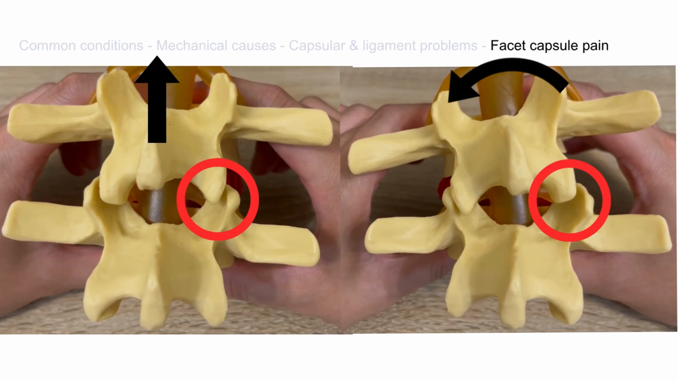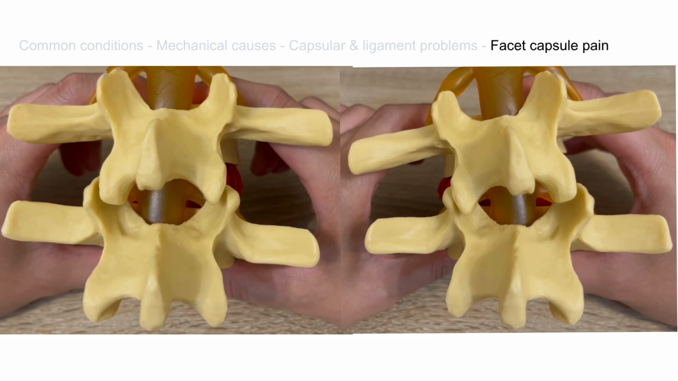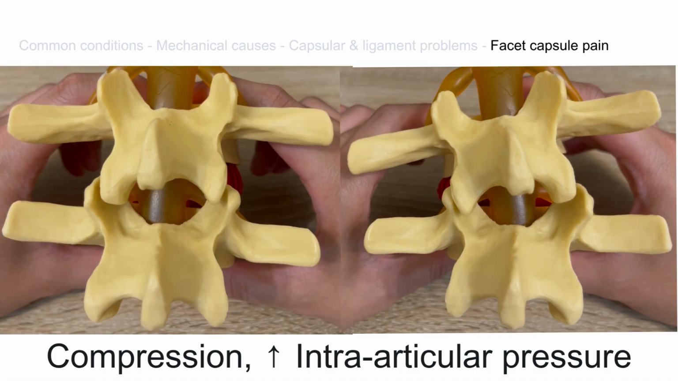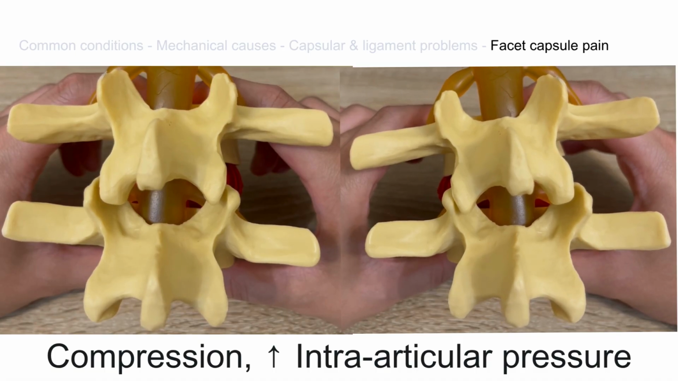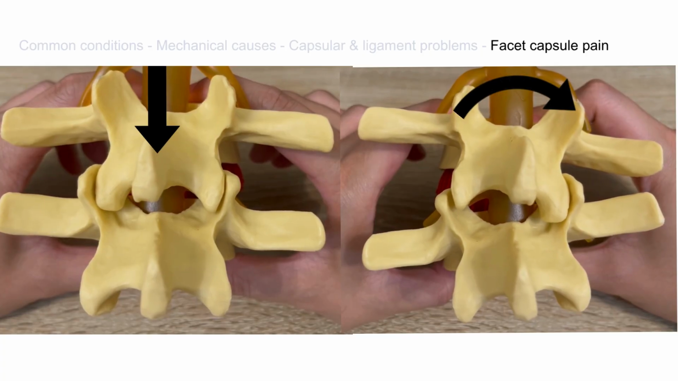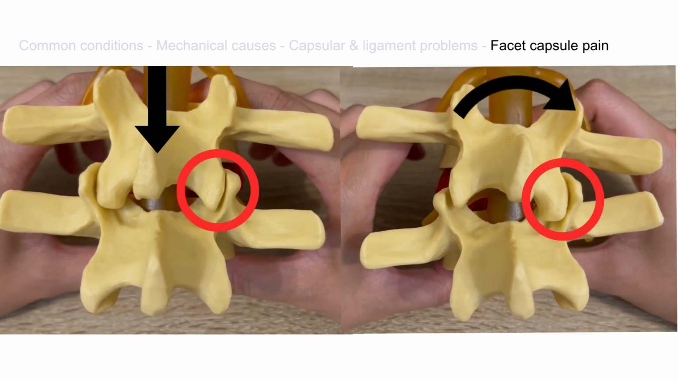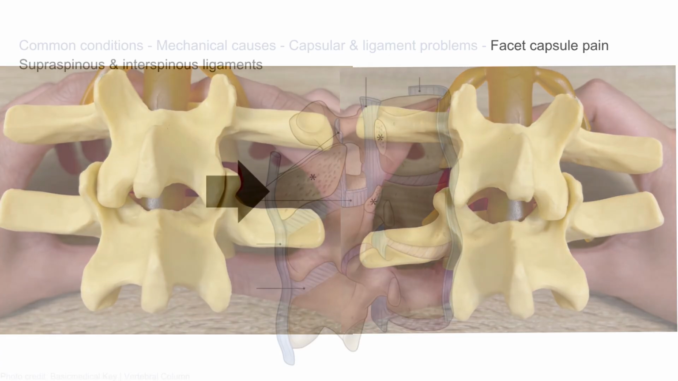These movements can lead to discomfort or pain on the affected side. In a convergent pattern, symptoms arise more from compression and increased intra-articular pressure, typically during extension and ipsilateral side bending, which closes down the joint on the painful side. These movements may provoke pain on the symptomatic side.